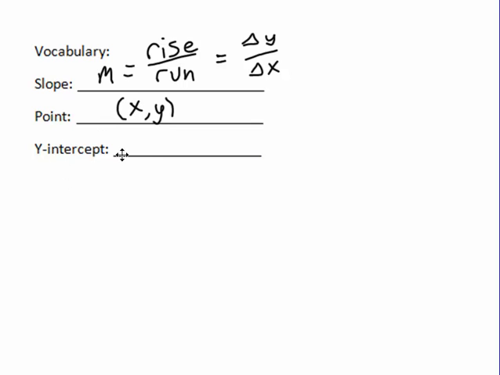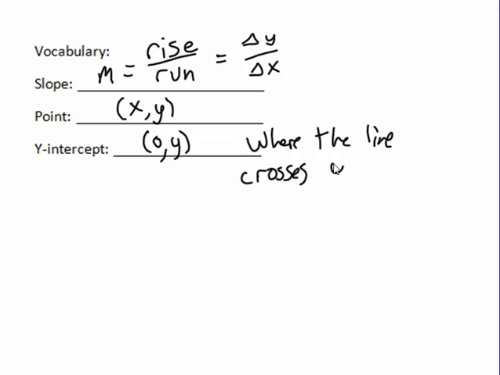The y-intercept is a very specific point. That's whenever x equals 0. And graphically, this is the y-intercept. It's where the line crosses the y-axis. Very important to note that the y-intercept is where the line crosses the y-axis.